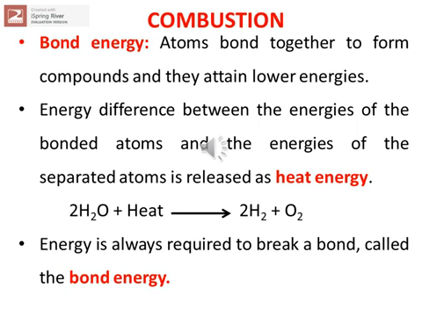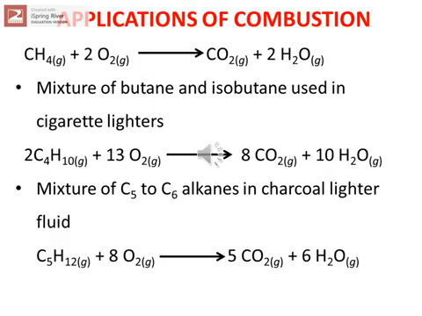Here are some less common applications of combustion of alkanes. For example, a mixture of butane and isobutane is used in disposable cigarette lighters. Similarly, a mixture of C5 to C6 alkanes is used in charcoal lighter fluids.